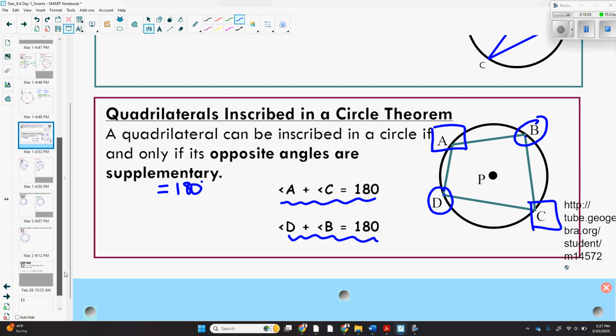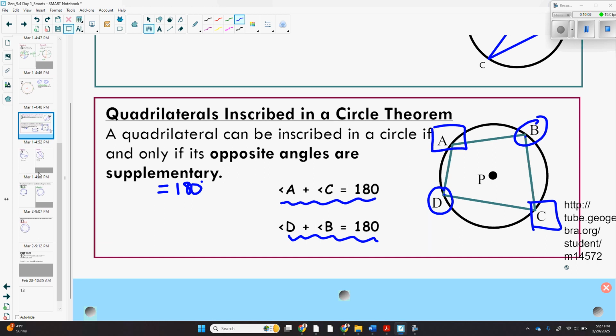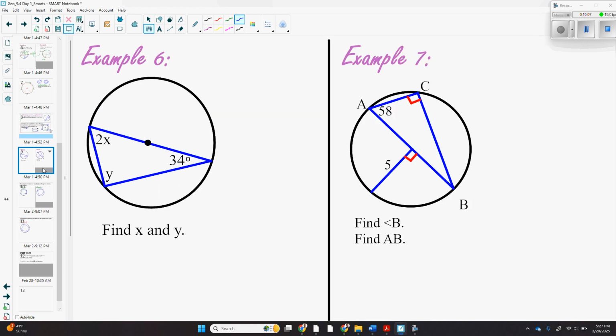In example 6, we need to find x and y. You'll notice here that they give you a dot like this. That's usually talking about the center. Because it's the center, this length right here is a diameter. And if that's a diameter, right away I can say that y is how many degrees? Based off that last theorem, it's going to be 90 degrees.